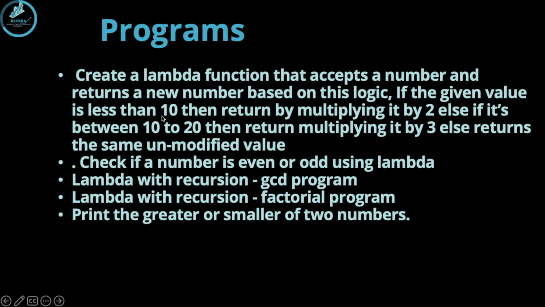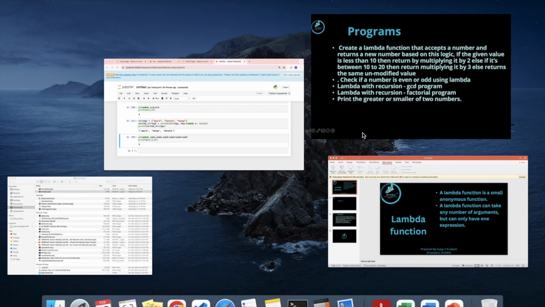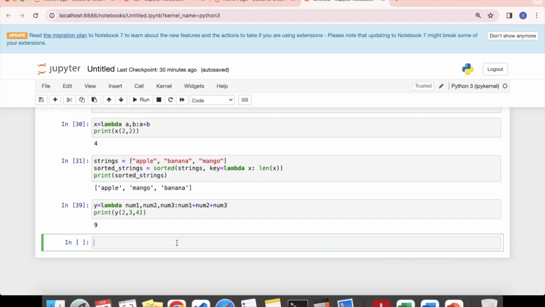Let me do this, creating a lambda function that accepts a number and returns a new number based on this logic. If the given value is less than 10, then return it by multiplying it by 2, else if it is between 10 to 20, return it by multiplying by 3. Let me do that.